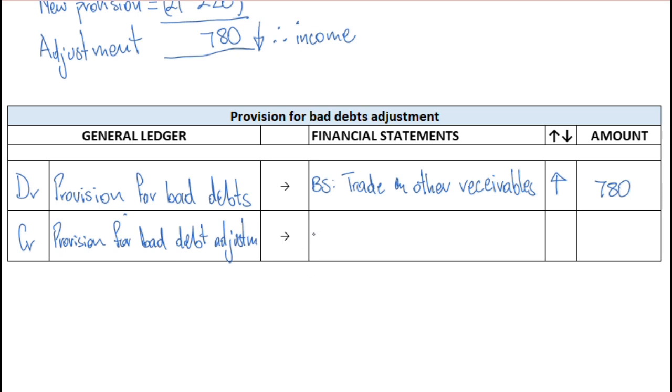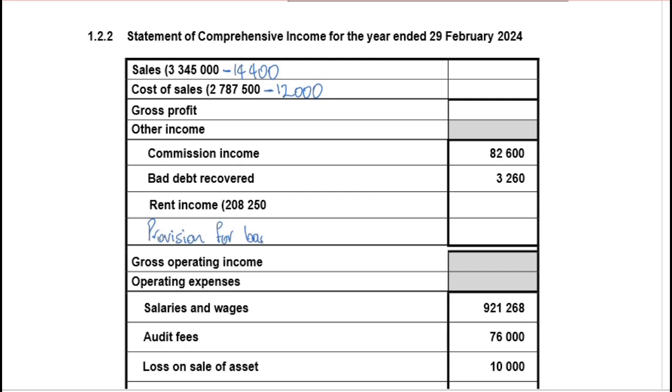The provision for bad debts adjustment account sits in the income statement under other income, so we will increase that by 780 rands. In our answer book, we will show the income item provision for bad debts adjustment as 780 rands.